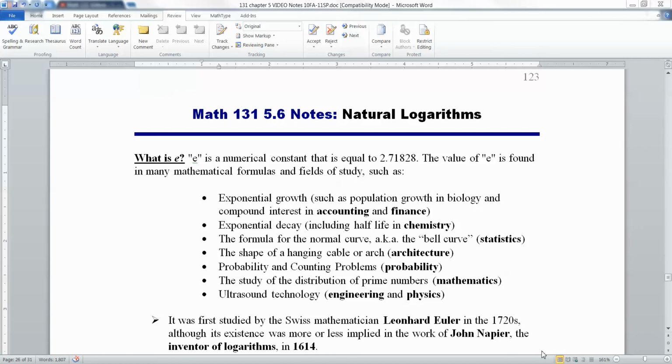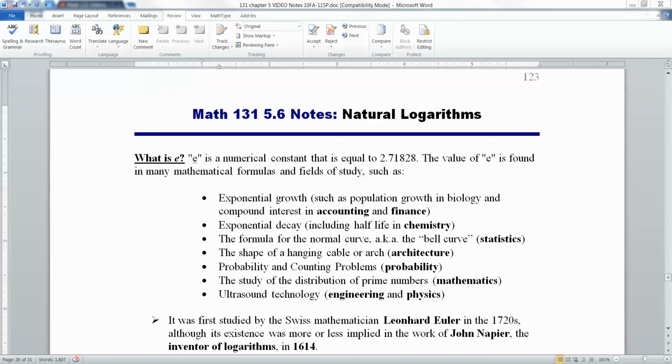So the last section, 5.6, is actually a really great section for review because this section reviews everything that we've already learned in chapter 5. So it's an awesome section, all right? But it's dealing with natural logarithms. When you look at your calculator, I don't know if you noticed this, there are two logarithm buttons.